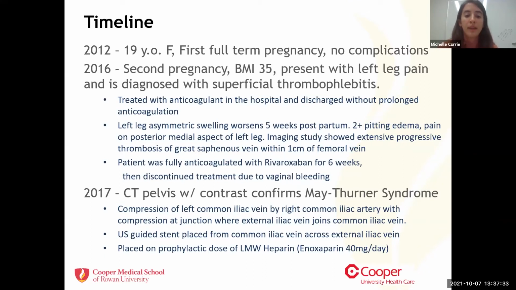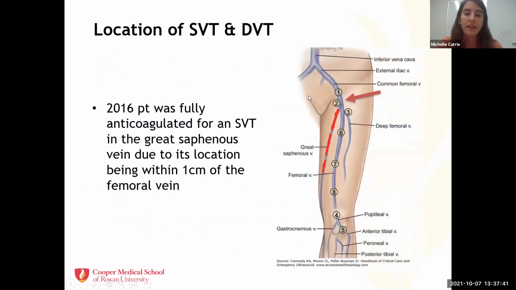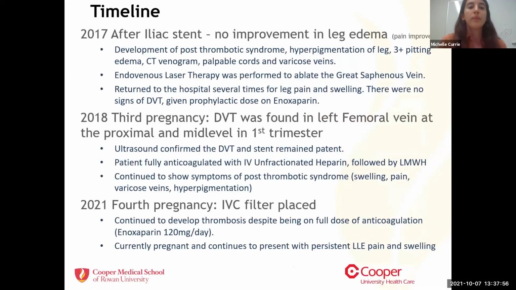Also at this time, she was placed on a prophylactic dose of low molecular weight heparin. In this case, it was enoxaparin 40 mg per day. Here is a diagram of where she had the SVT along the great saphenous vein. And because it was within 1 centimeter of the femoral vein, she was fully anticoagulated. In 2017, after the stent was placed, there was no improvement of the leg edema, but the pain did improve.